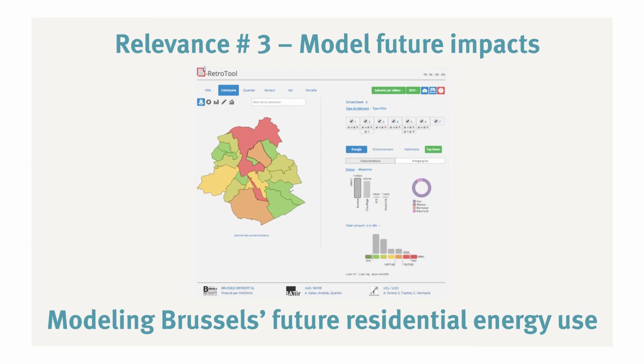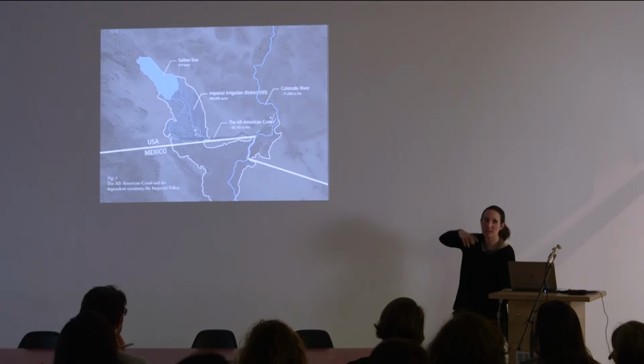Then third and last, and I will not dwell upon this, is to model future impacts. We need to understand not only what happens today, but also what will happen tomorrow, and how our decisions of today will impact tomorrow. This is one other project we did that finished last year. It's called B-Cube RetroTool. It's about how to retrofit the building stock of Brussels. And in that, we had different spatial scales. We went from the city to the municipality, to the neighborhood, to the city block, to the building itself.